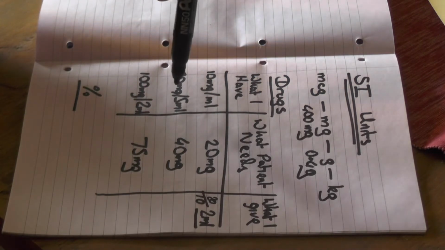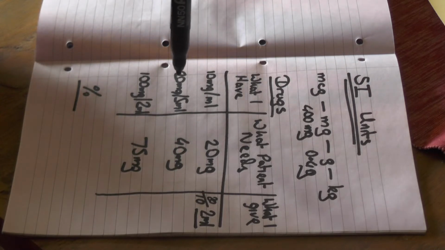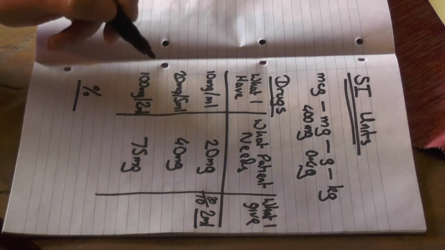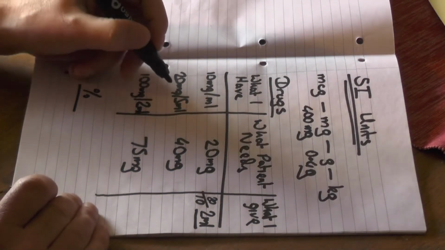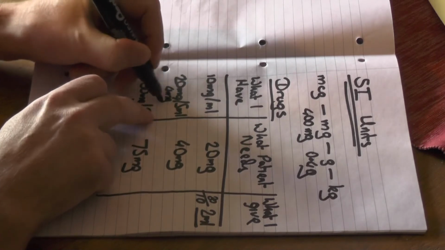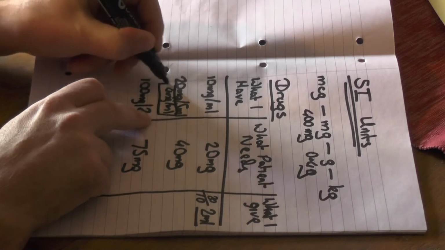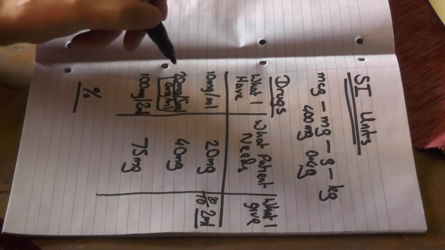Now the first difference you'll notice here is that this is not per mil, and to do the calculation we need to work out how much that is per mil. So I need to divide my 20 by 5 to tell me how many milligrams there are per mil. If I divide 20 by 5, that works out at 4 milligrams per mil. And I'm going to put a box around that because that's the important figure rather than the 20 milligrams in 5 mils.